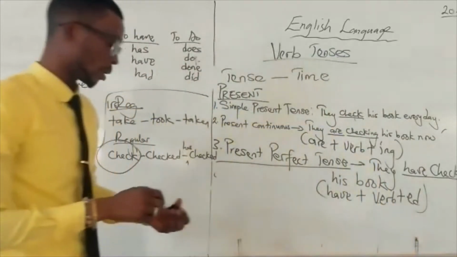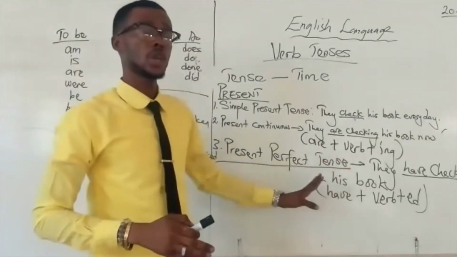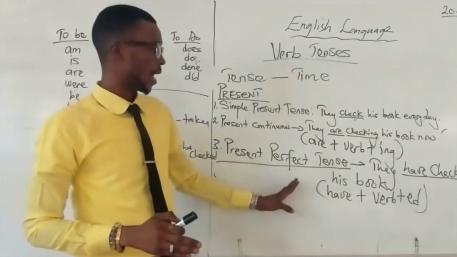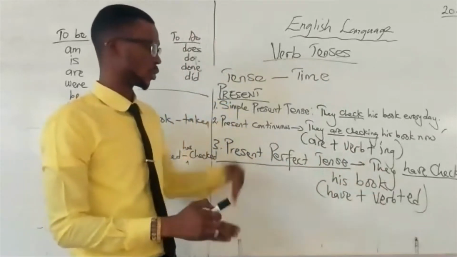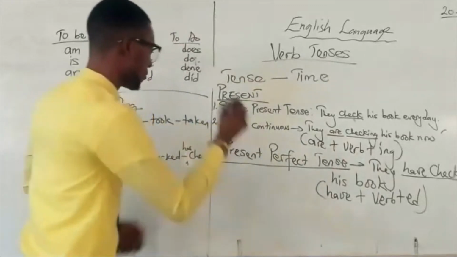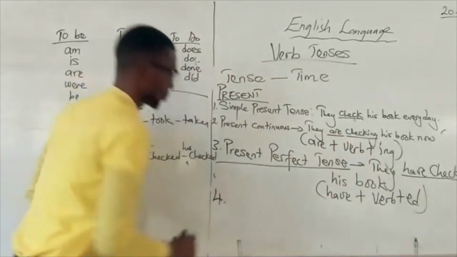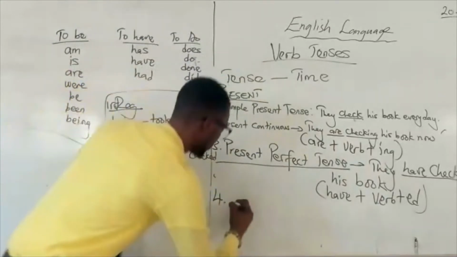All right. So the present perfect tense is used to communicate an action that had already been done but still affects the present. It was done in the past, but it still has an impact on the present. 4. We have the present perfect continuous tense.